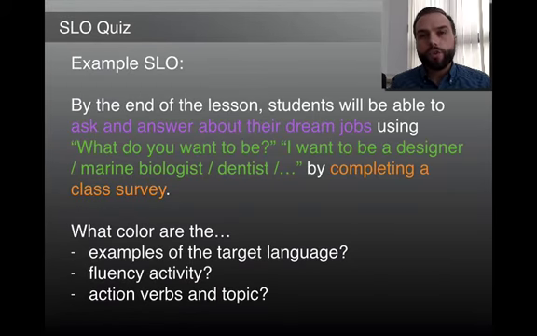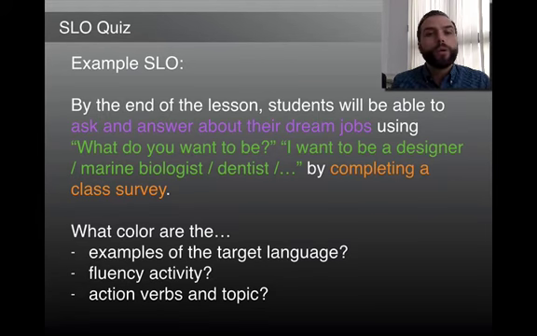Okay, so here is a student learning objective quiz. Have a look at these examples. By the end of the lesson, students will be able to ask and answer about their dream jobs using what do you want to be? I want to be a designer, marine biologist, dentist, by completing a class survey.